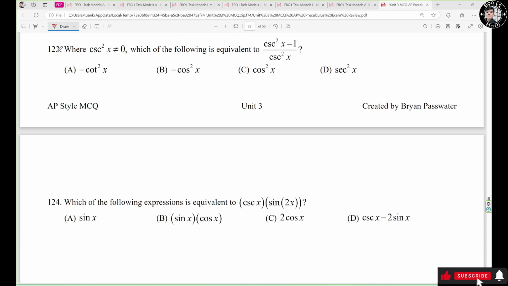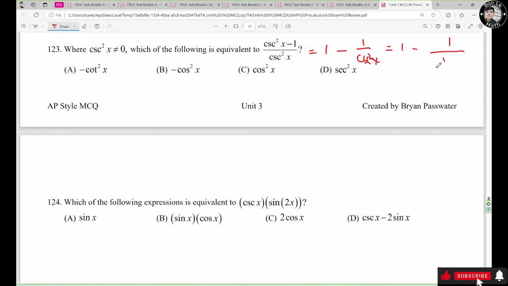Now question 123. We need to break this one down. So cosecant squared of s divided by cosecant squared of s is 1. Now negative 1 divided by cosecant squared of s is negative 1 over cosecant squared of s. Now the common mistake students always make is they cancel out this and this. That's completely wrong. So this turns out to be 1 minus 1 over cosecant squared of s.